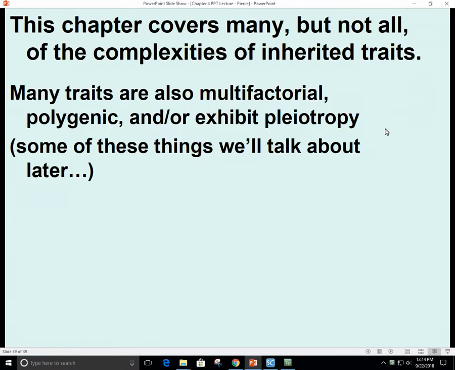So this chapter we've covered many of the extensions and modifications of Mendelian laws, but we haven't covered everything. We'll see some other things a little later in the course, and there are some things we won't talk about at all, but we've had a good solid basis here for some of the more common exceptions to Mendelian law.